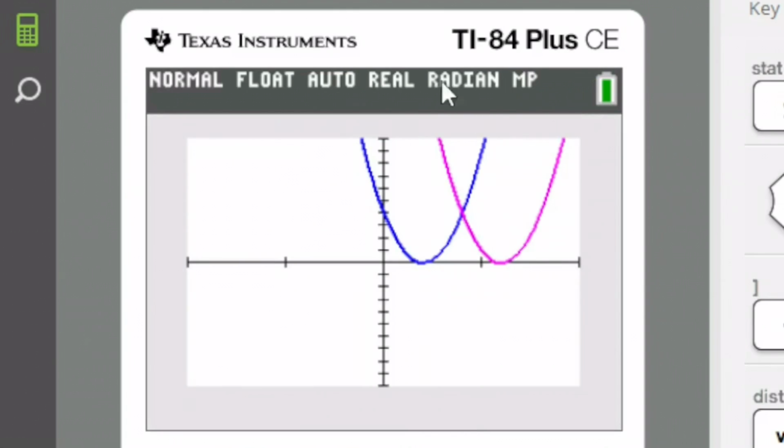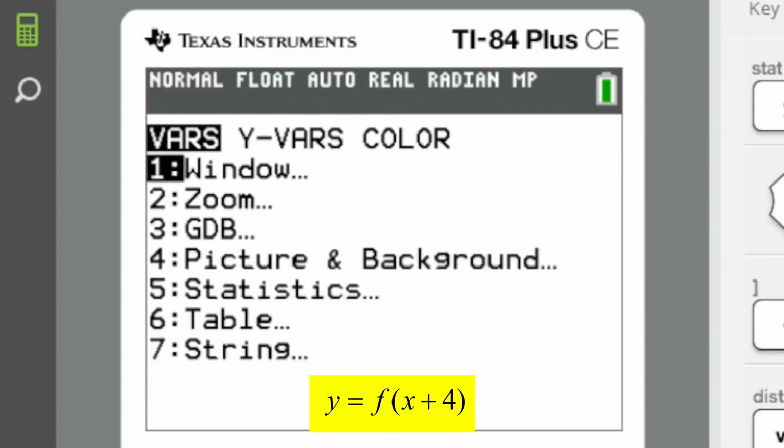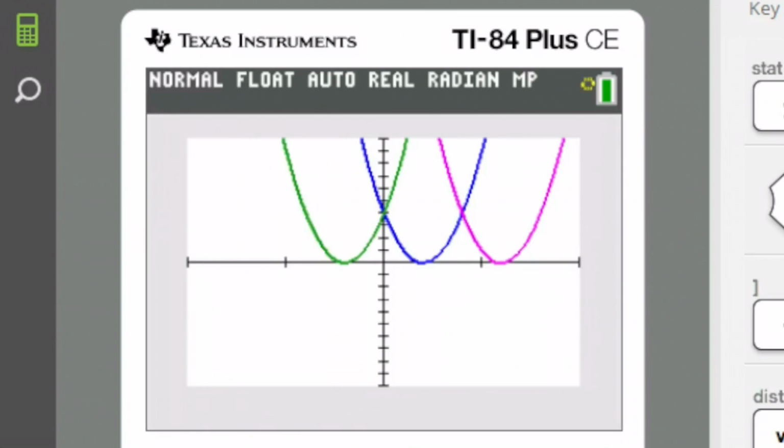We can see that the pink curve is formed when the blue curve is translated to the right by 4 units. Similarly, if I wish to translate the blue curve to the left by 4 units, then we can input the Y1 first, and then open bracket, and then x plus 4, close bracket. Then we can see that the new green curve is formed when we try to translate the original blue curve to the left by 4 units.